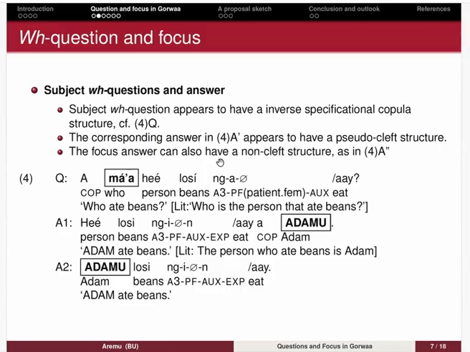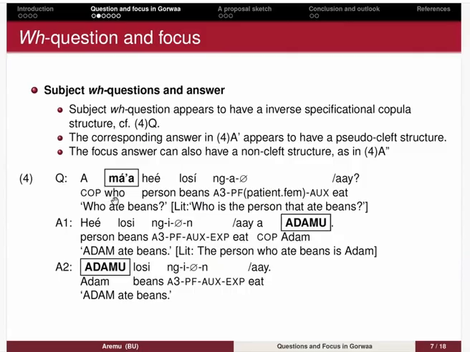So in Gorwaa, what we found is that WH subject actually appears to have an inverse specificational copula. Now, if anyone is not familiar with inverse specificational copula, I will talk about that towards the analysis, and I will also use this data to explain what it means. So if you look at 4Q, that is the 4 question, right? The question in 4, who ate beans? So that is the question we asked our speaker, and it gave a structure like this.